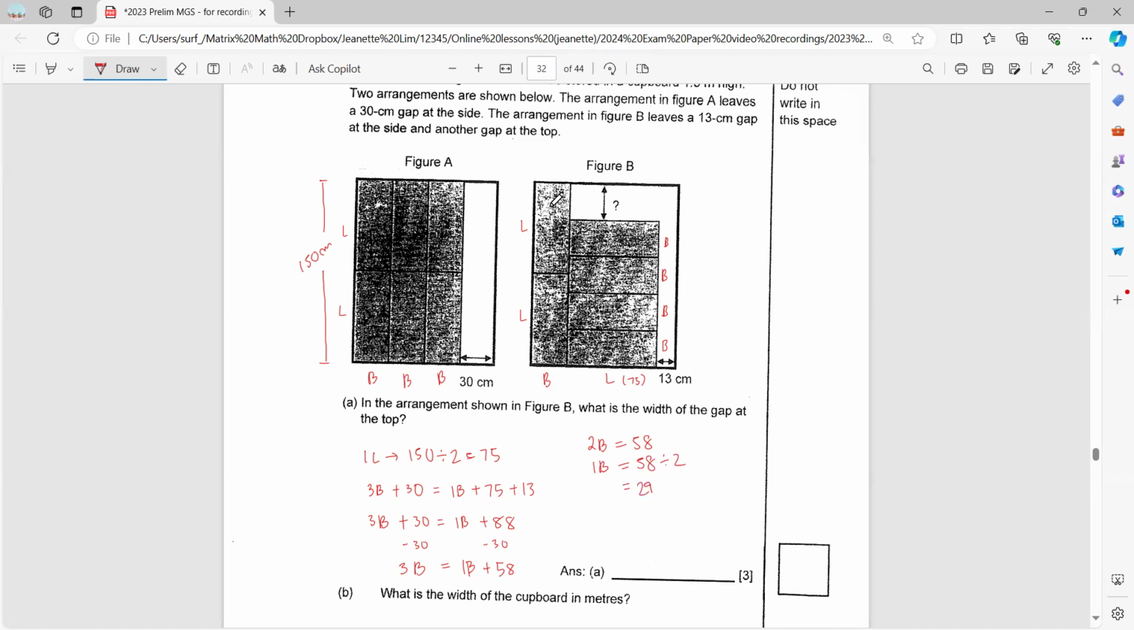Now the difference between this 2L and 4B: 2L is 150 minus 4B. 4B is 4 times 29, which is 116. Then the last step, 150 minus 116 is 34. So the answer is 34 cm for the gap at the top. I took 150 cm minus 4 times B.